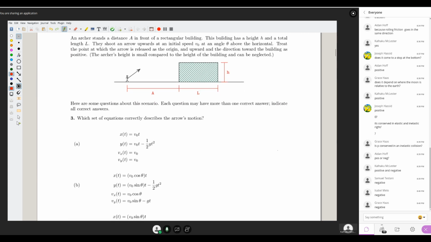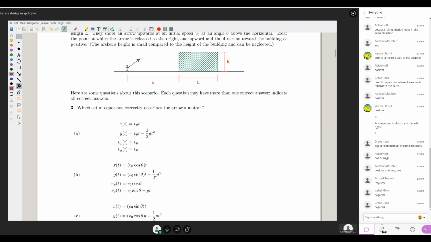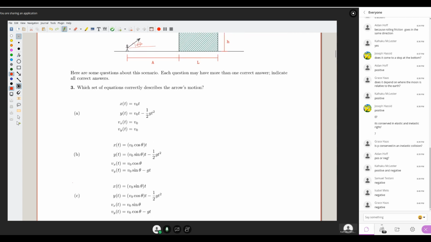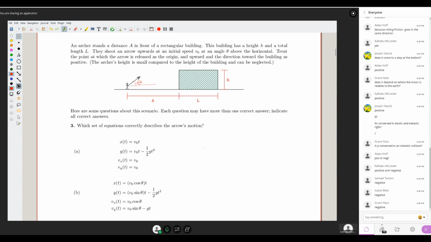So here we have a whole set of questions about kinematics, about throwing something, shooting something over a building. So here, we're at an angle theta above the horizontal. And I'm not going to talk through all of these, but we know that the initial velocity in x is going to be v naught cosine theta. Our initial velocity in y is v naught sine theta.